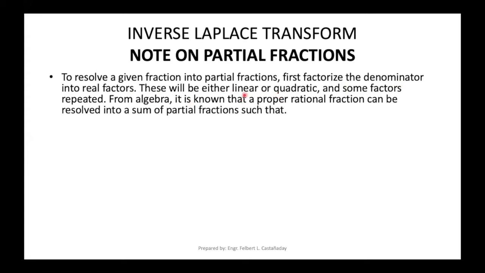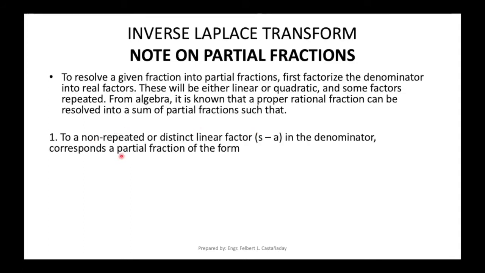When we say linear, the degree of the variable involved is 1. In this case, since we are given f of s, the degree of s is 1. Quadratic if the degree is 2, or the highest degree that you can see in the given polynomial. And some factors can repeat. So from algebra, it is known that a proper rational fraction can be resolved into a sum of partial fractions such that we have these four cases.